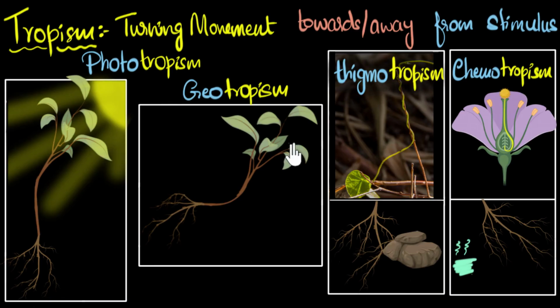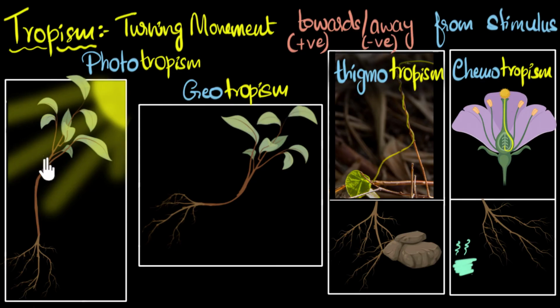So these were some major examples of tropism, and of course there are others as well which you can explore yourself. But before we wind up, one last thing to remember is when it comes to naming these, we like to differentiate between movement towards the stimulus and movement away from the stimulus. The way we like to do that is whenever the movement is towards the stimulus, we'll call that a positive tropism. And whenever it's away from the stimulus, we call it negative tropism.